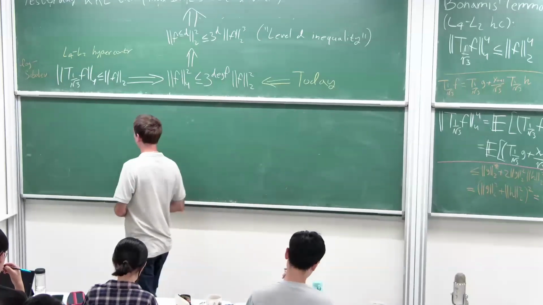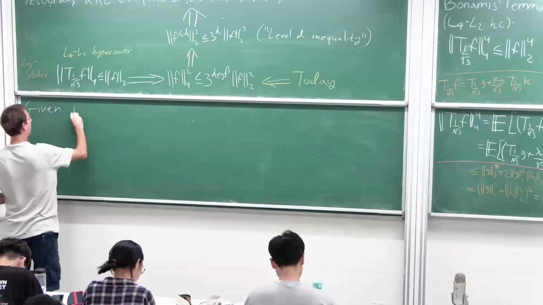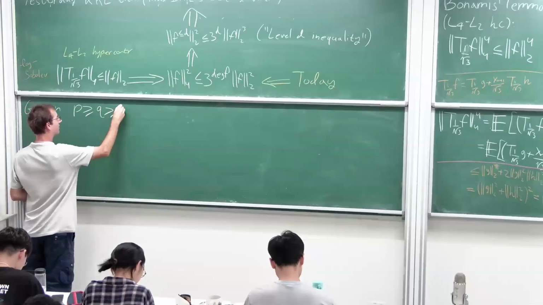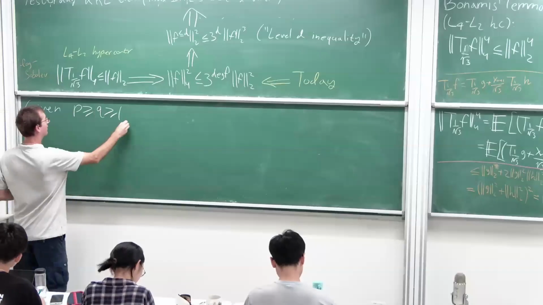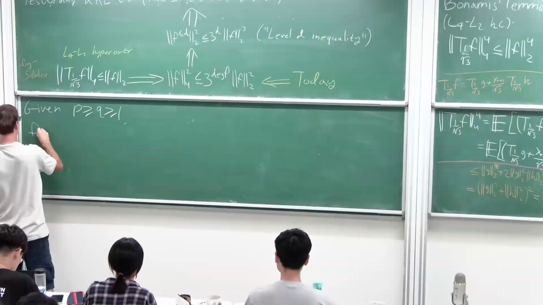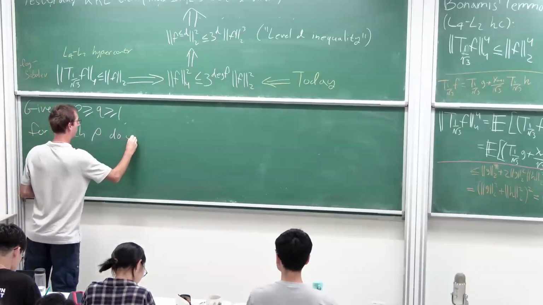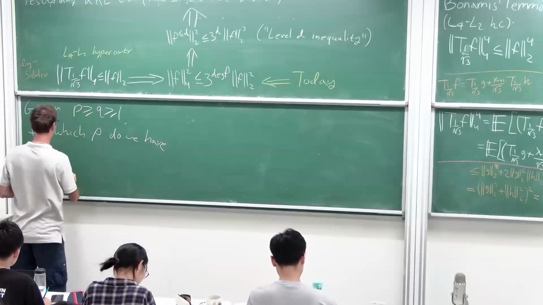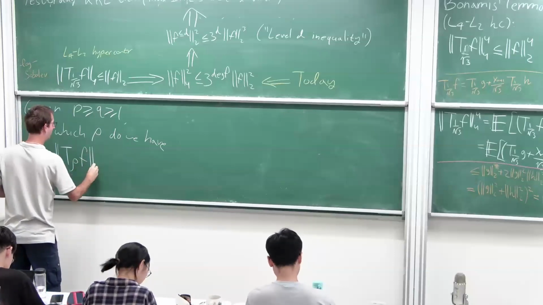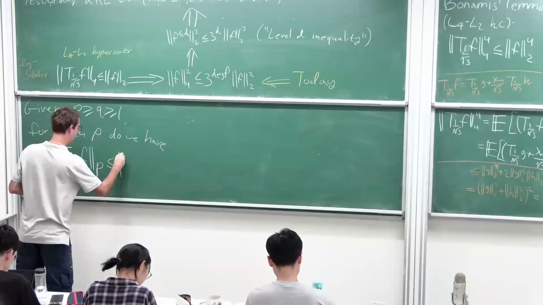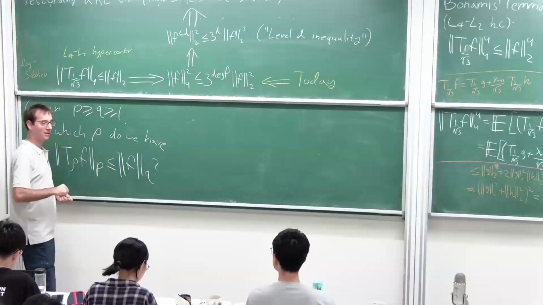Okay, so you can ask, given P, which is at least Q, which is at least 1. So it's going to be at least 1 because LP is a norm only when P is at least 1. For which rho do we have that the norm P of T_rho F is at most the norm Q of F? And so this is to answer that question.